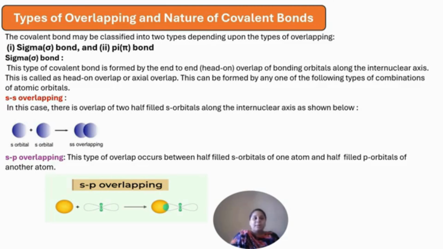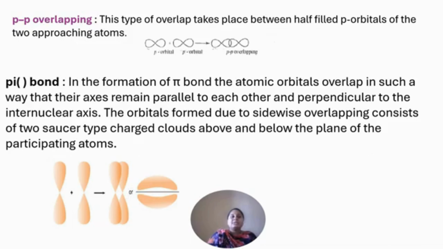So one is ss overlapping. In this case, what happens? There is overlap of two half-filled s orbitals along the internuclear axis as shown. So s orbitals overlap along the internuclear axis. The next is sp overlapping. This occurs between half-filled s orbitals of one atom and half-filled p orbitals of another atom. So between these two, along the internuclear axis, overlapping takes place. The next is pp overlapping. It is between the half-filled p orbitals of the two atoms.